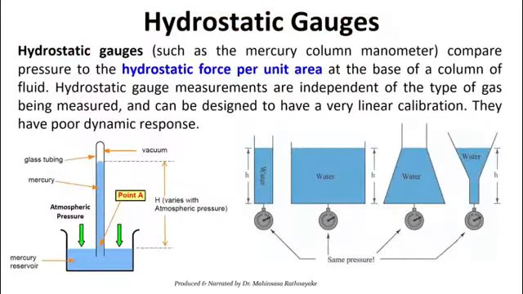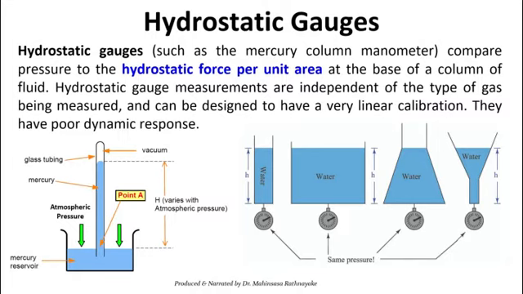Then we will start the types of instrumentation. The first type is hydrostatic gauges, right? You know that we discussed the static head and static pressure, and if there is a fluid or a liquid there is hydrostatic pressure, right? That of course we have learned.